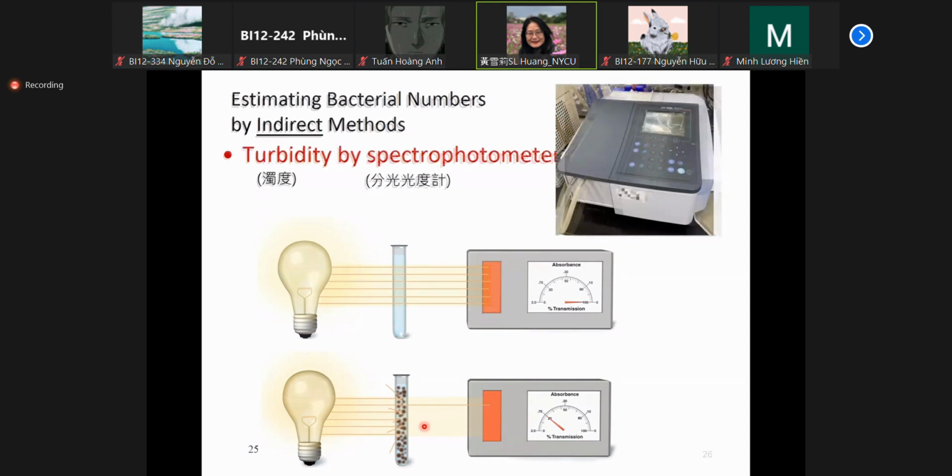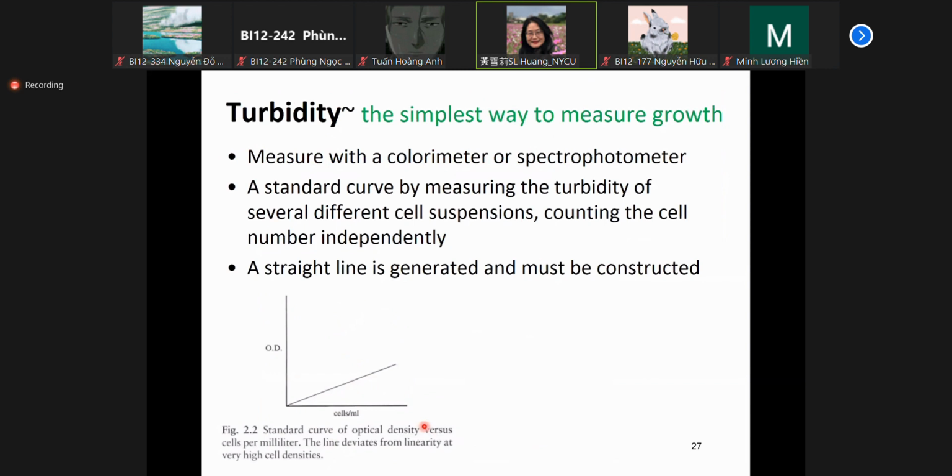Turbidity is an indirect method, but practically it's the simplest way to measure growth. Because if you use CFU, you need to grow up the cells. You can only know the cell number maybe overnight or on the second day. For turbidity, you can measure the cell growth right away.